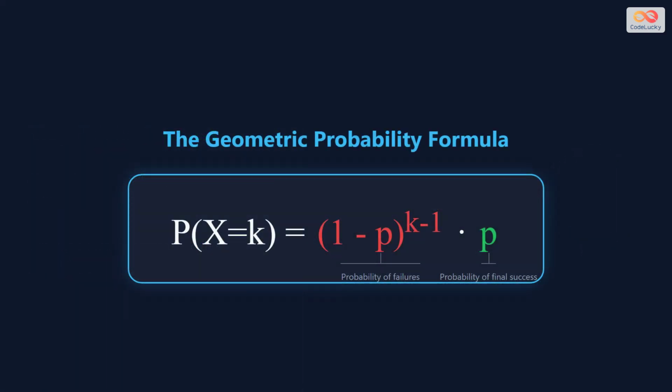When we combine these two parts, we get the full probability mass function. The probability that X equals k is the probability of the failures, (1 - p)^(k-1), multiplied by the probability of the final success, p. It is an elegant formula that describes the entire timeline.